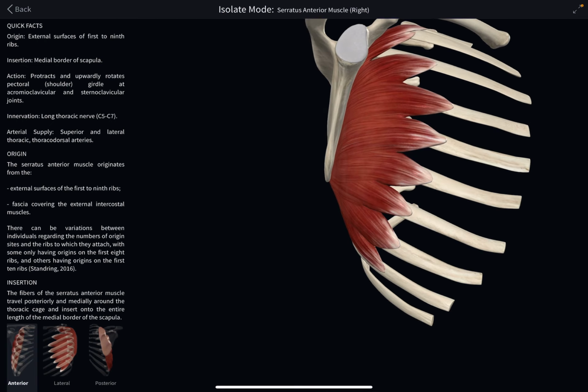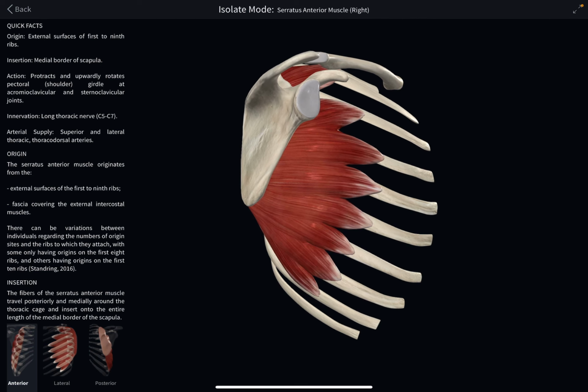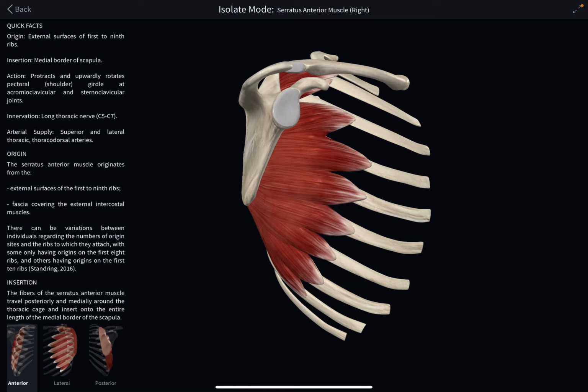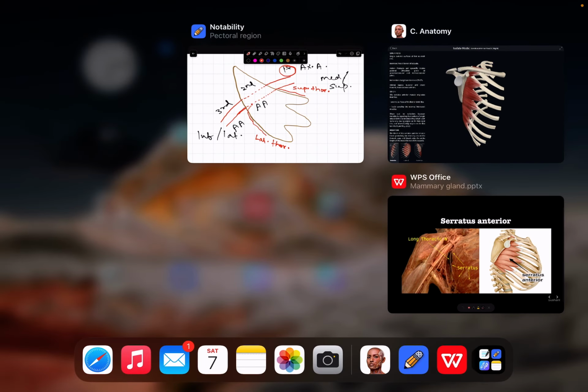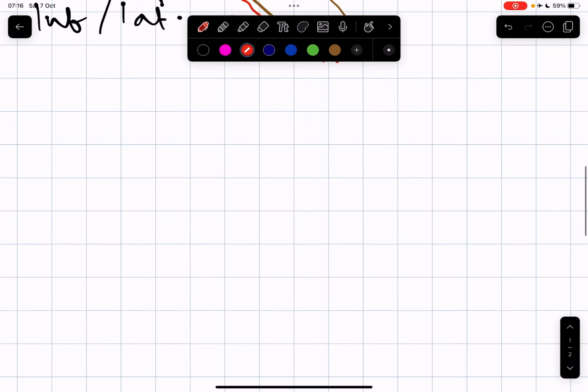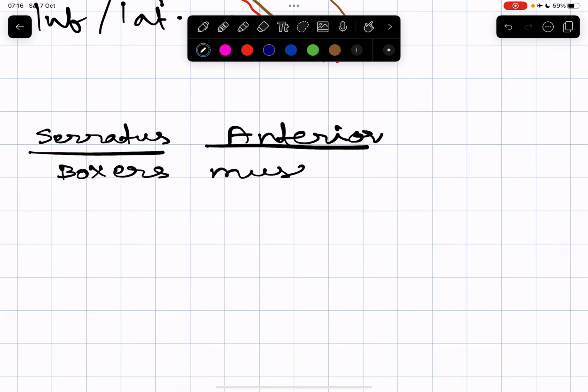So the origin is from the outer surface and upper border of the upper 8 ribs, meaning 1, 2, 3, 4, 5, 6, 7, 8 ribs, and it's not from the costal cartilages. That's the origin, right? So let us write down the origin of the serratus anterior muscle. This is an interesting muscle, serratus anterior. It is also known as the boxer's muscle. Okay, so you will find out why it is known as the boxer's muscle. It's mainly because of its action.